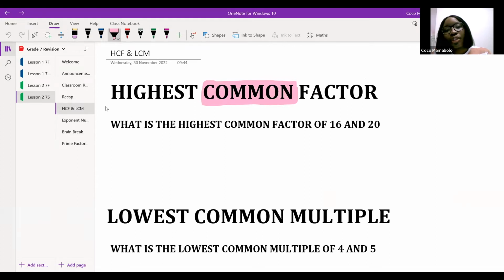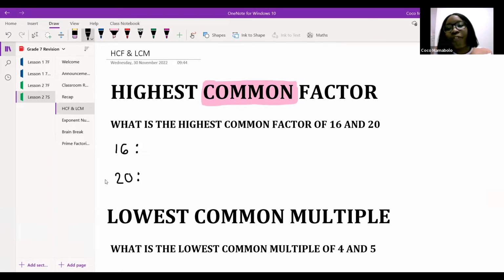We're only going to be concentrating on 2 numbers. Okay, so as soon as we see what is the, I almost said lowest common factor, what is the highest common factor of 16 and 20? First thing we're going to do is go and look for the factors of 16 and we're going to go look for the factors of 20.